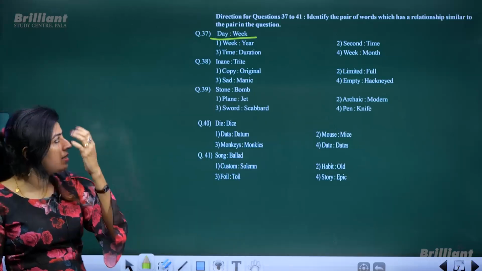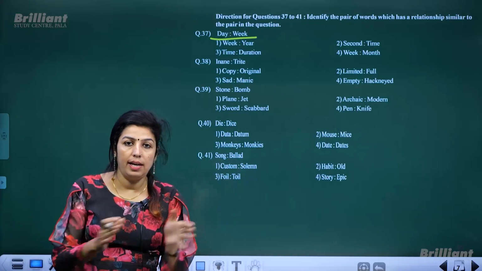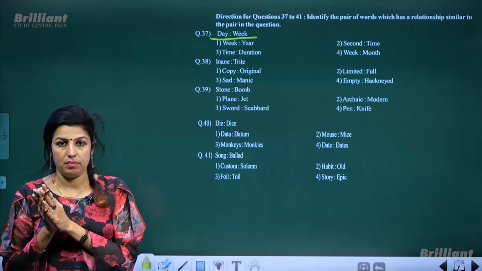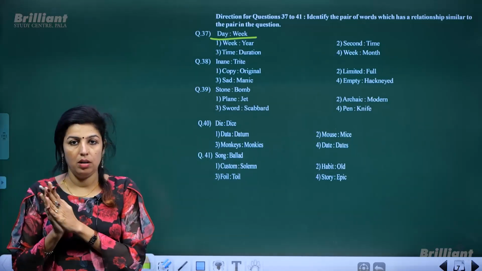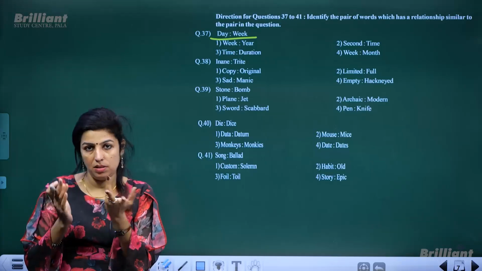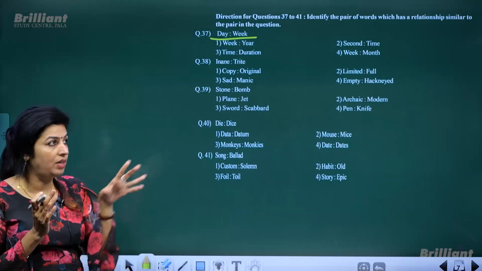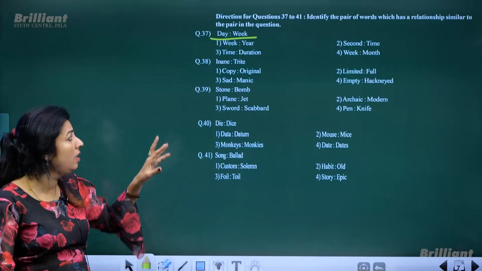See, day and week, what is the connection? Days form week. 7 days form 1 week. Or the basic substance of week means days, right? So the same connection, if you have it in one of the pairs, that would be your answer.